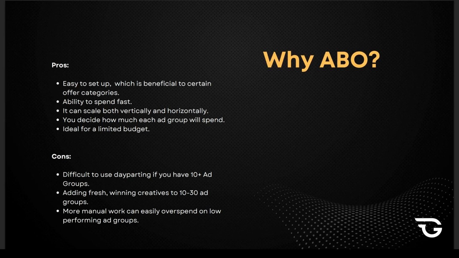The other thing is that adding fresh winning creatives to 10 to 30 ad groups can be hard. Once your winning creative starts to die out, it's difficult to add a new one if you have many existing ad groups, like 30 to 50. Also, more manual work is involved. You can easily miss certain ad groups because there are so many. You could then overspend on low performing ones. So just keep that in mind. ABOs are great, but maybe not for every offer category.